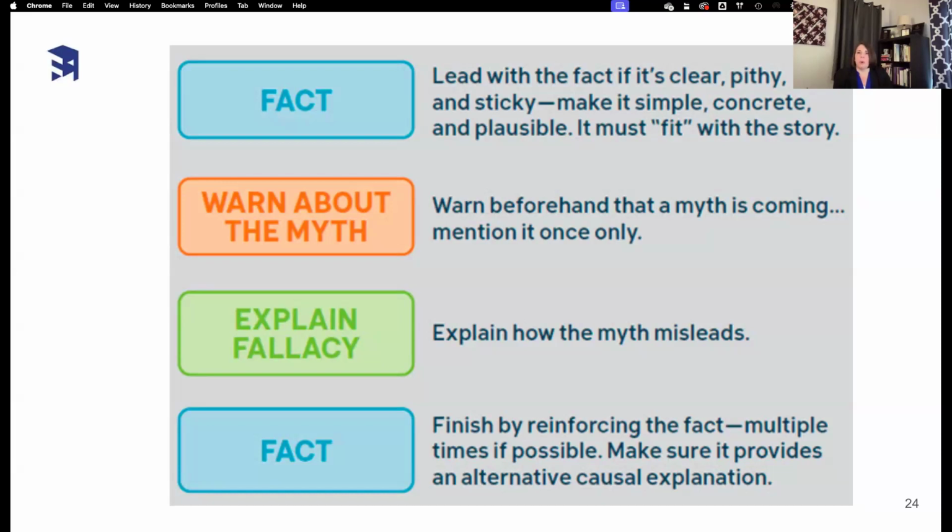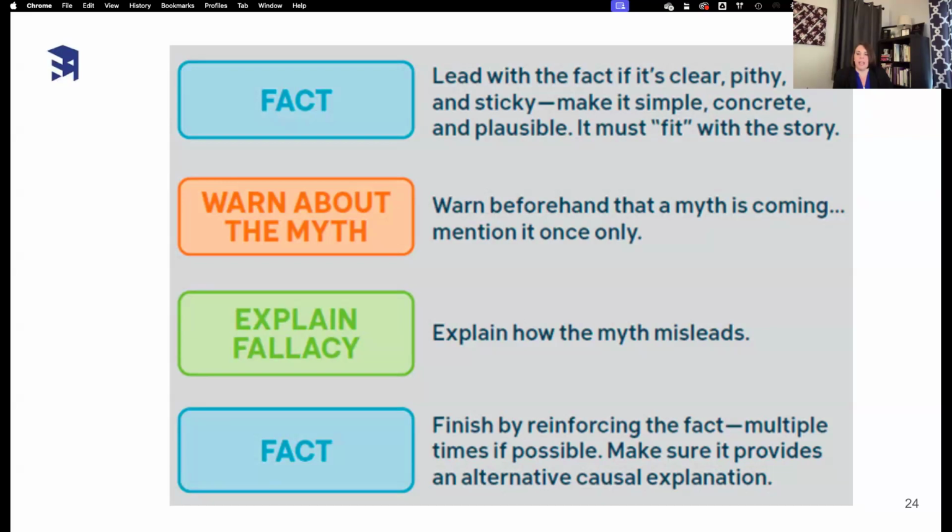Myth is where you point out the misinformation. So you repeat the misinformation, and Lewandowsky says you only do this once, and you do it directly prior to the correction. One repetition of the myth is beneficial to belief updating for the receiver of the message. And then finally, you explain why the misinformation is wrong. So you juxtapose the correction with the mistaken misinformation, to ensure that the rebuttal is paired with the misinformation.